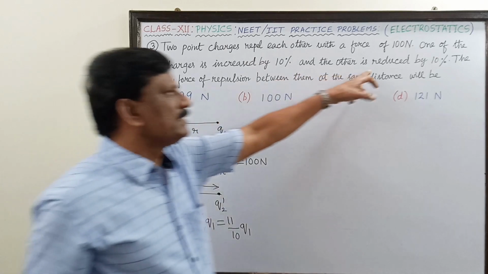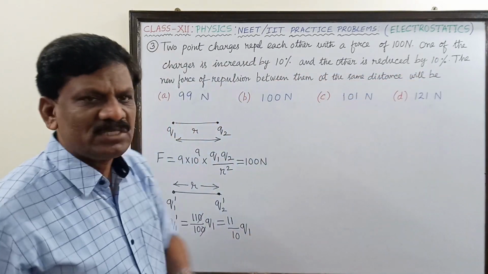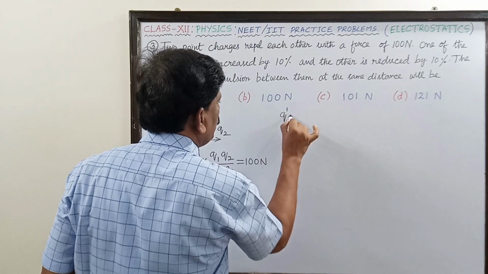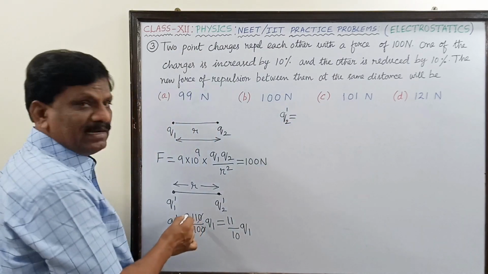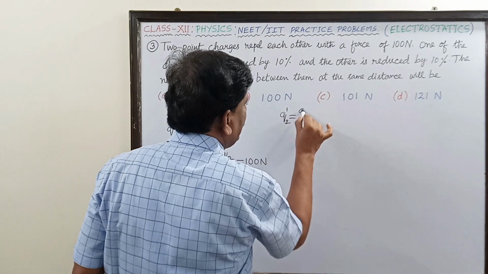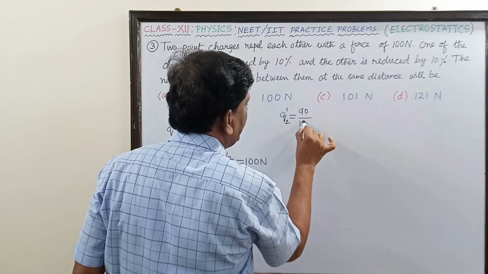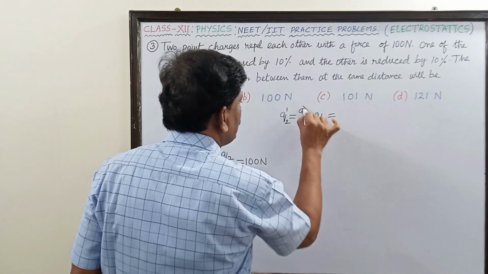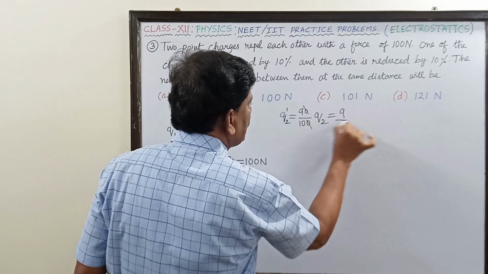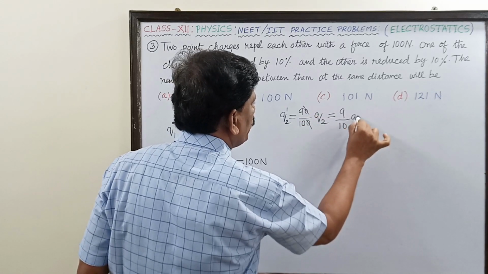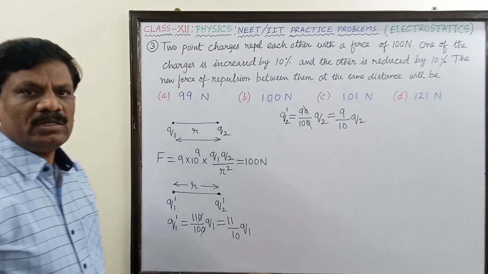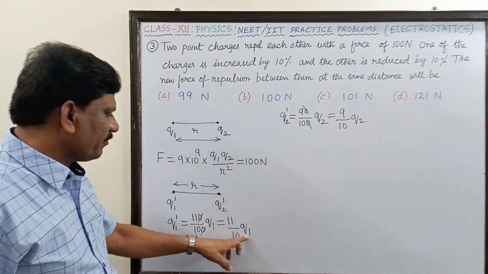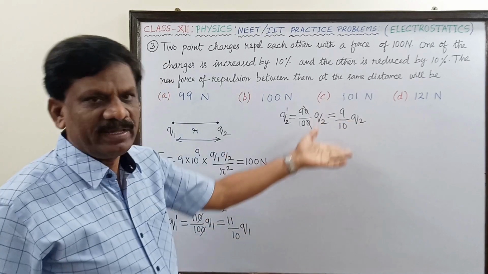While the other is reduced by 10%. So Q2 dash must be 100 minus 10, that is 90 divided by 100 into Q2. So 0 and 0 get cancelled. This is 9 by 10 times Q2. So Q1 dash and Q2 dash in terms of Q1 and Q2 respectively we have written.